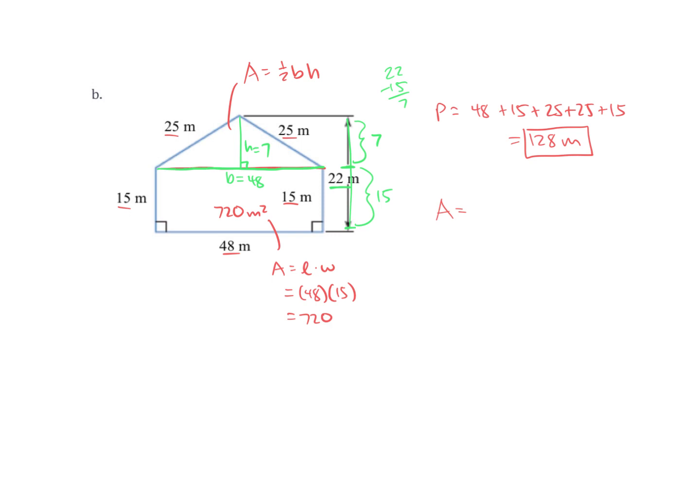So now I do 1/2 base times height for that triangle. 1/2 times 48 times 7, which gives me 168. And so I add the 168 and the 720, and we get 888 square meters.